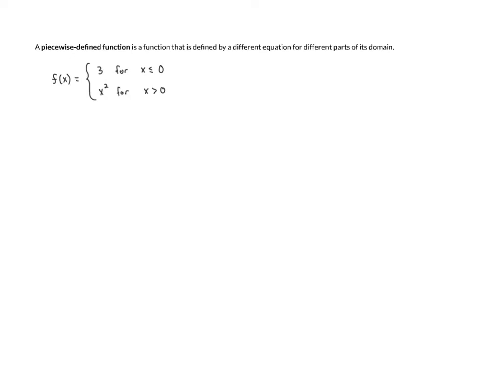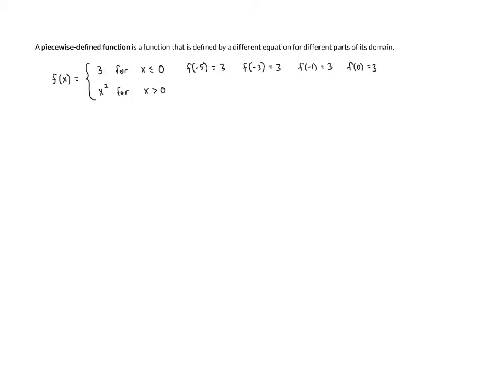So if we're looking at values of x that are less than or equal to 0, the function value is going to be 3. So for example, f of negative 5 is going to be 3. Also, f of negative 3 is going to be 3. f of negative 1 is 3. And f of 0 is 3. That's because all of these numbers are in this first part of the domain. And for this part of the domain, f of x is always going to be equal to 3.